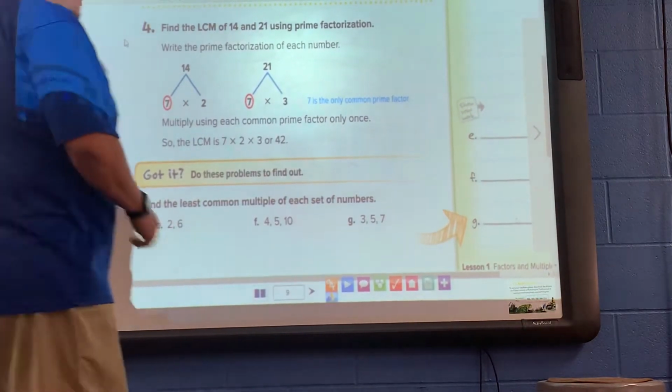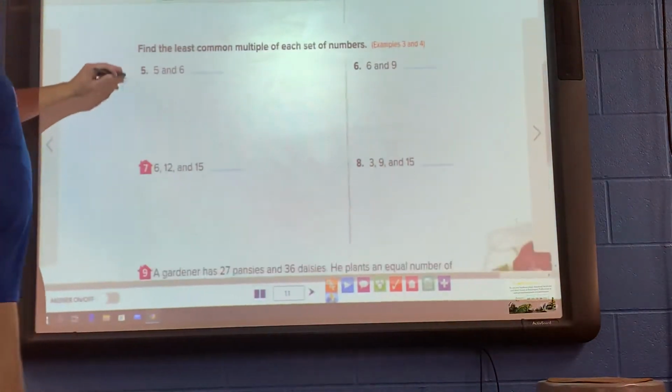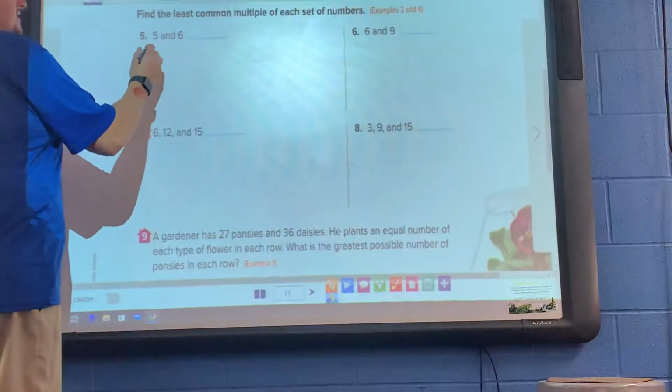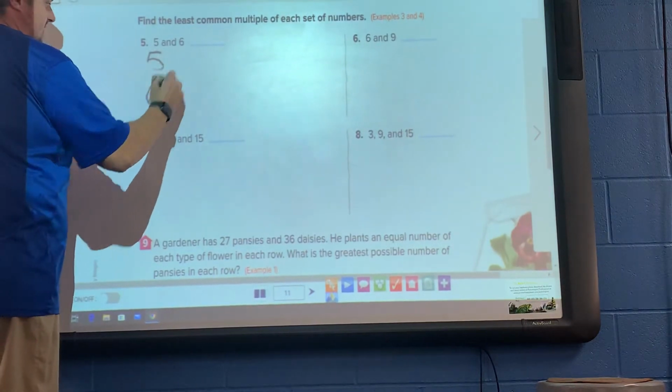Okay, so once again, we're going to skip a couple pages, go back to page 11, and we're going to go down. We're going to do number 5. So number 5, we have 5 and 6. So we're finding the least common multiple of 5 and 6.